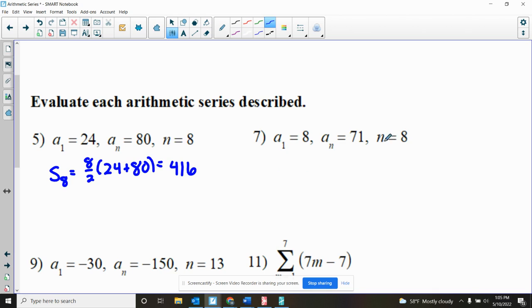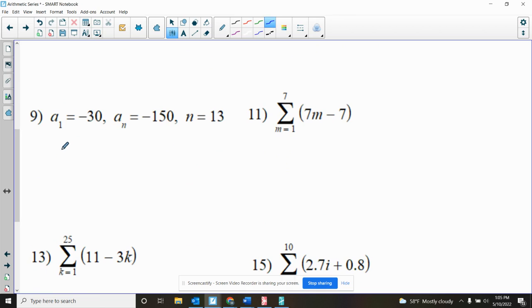Next up, same thing. This again is an n equals 8. So the sum of the first 8 terms of this sequence. 8 over 2, always n over 2. First term plus last term. So multiply that all out. You should end up with 316.